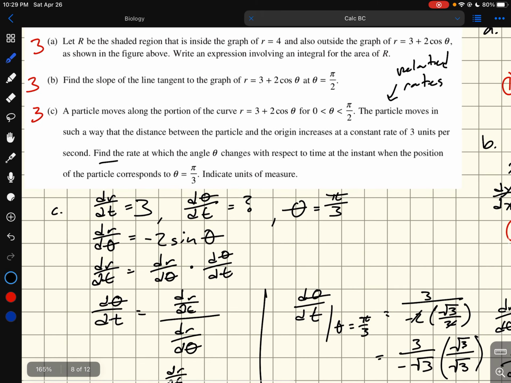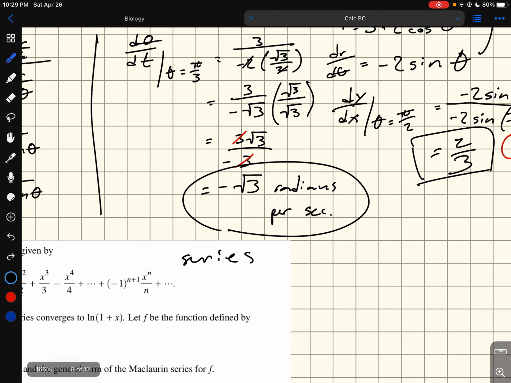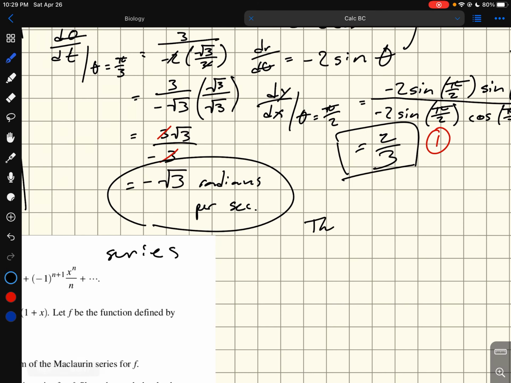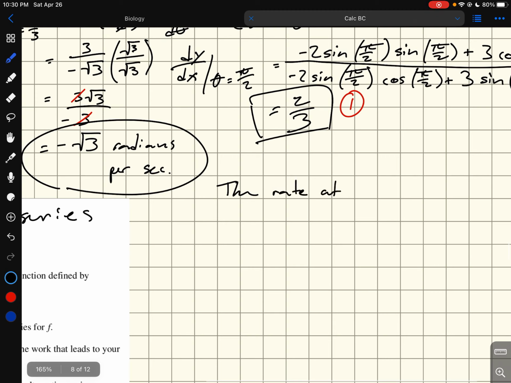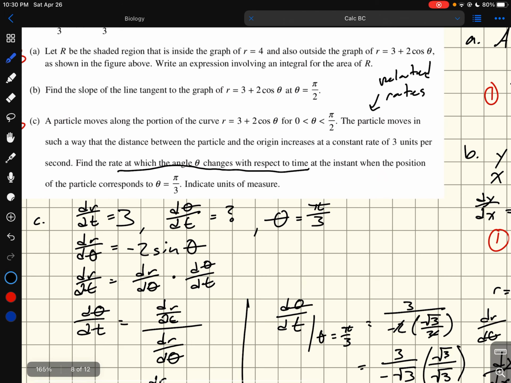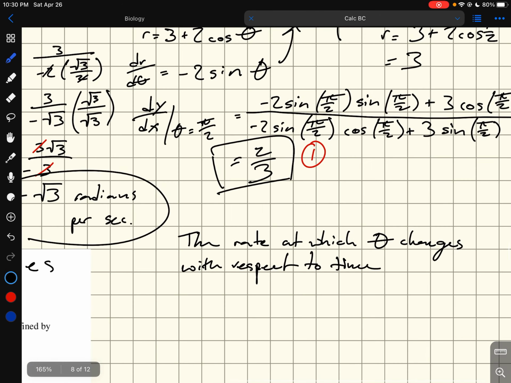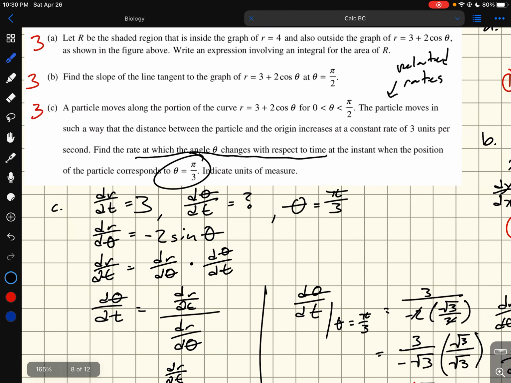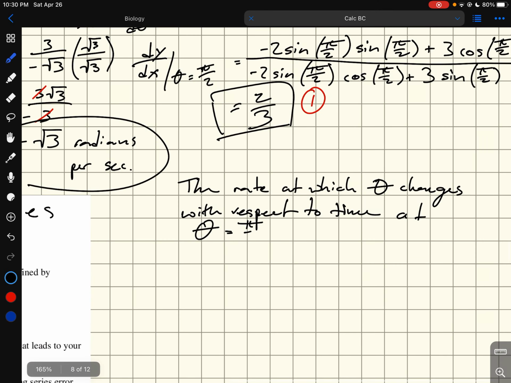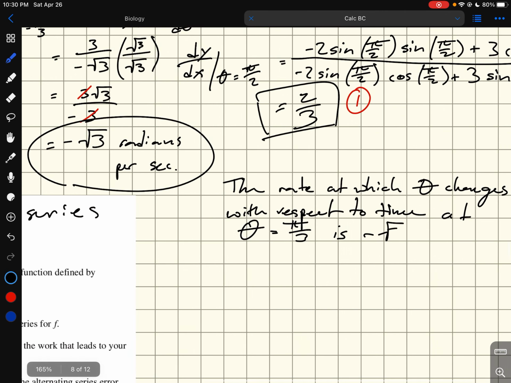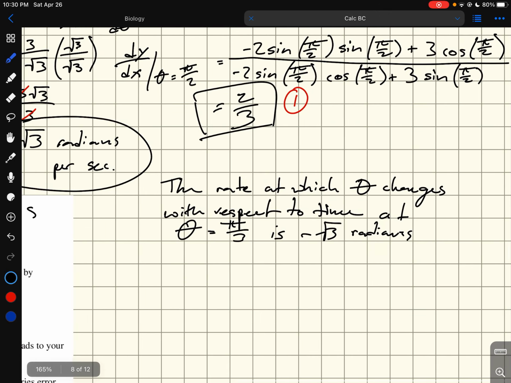So the rate of change with respect to time, I could write it out in a sentence saying the rate at which the angle changes with respect to time at theta equals pi thirds is negative 3 radians per second.